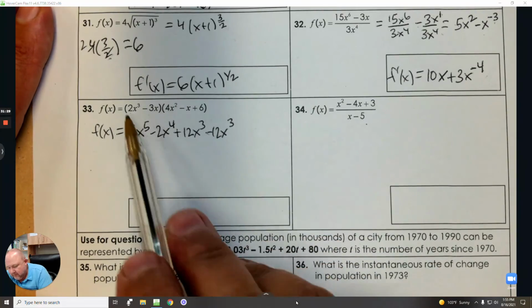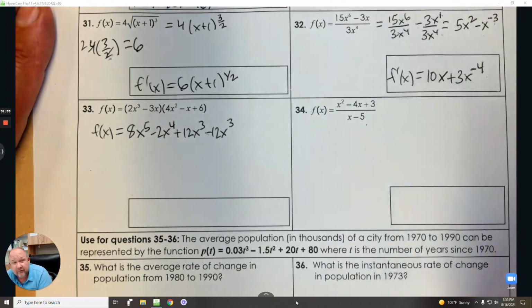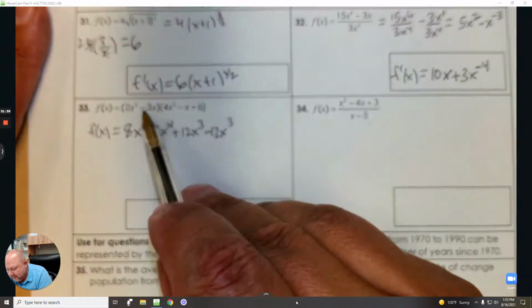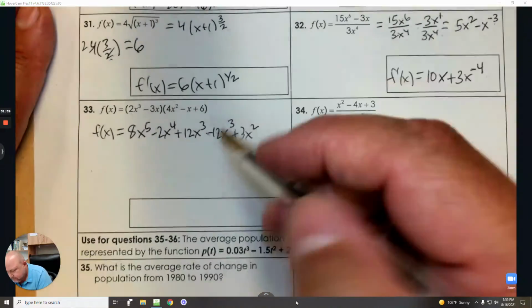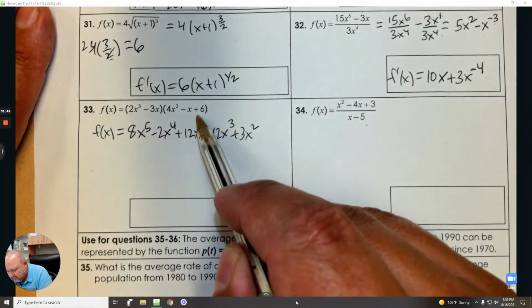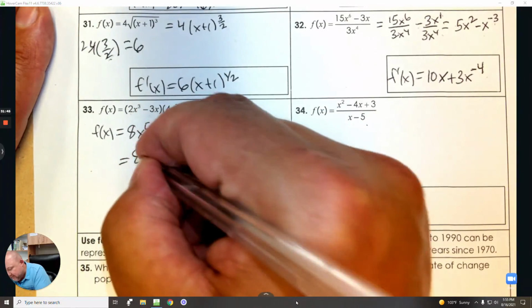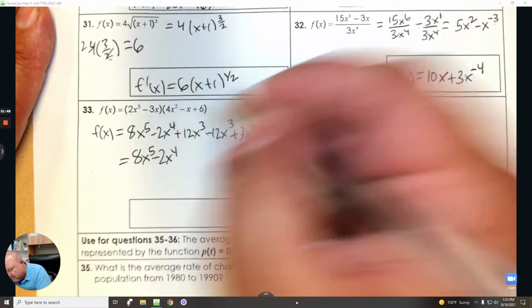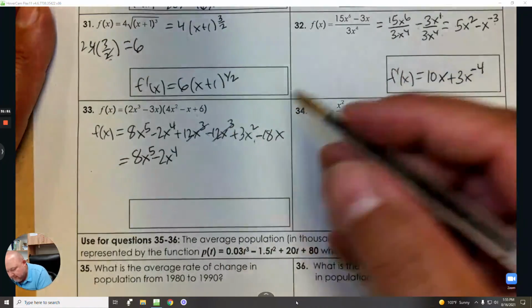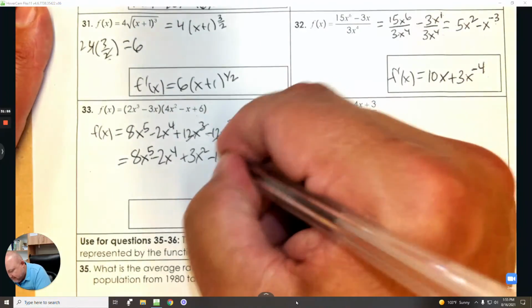Make sure I'm doing positive 12x, negative 12x. Yep, they're going to cross out. Negative times a negative is positive 3x squared. And a negative times a positive is negative 18x. Now we're going to combine like terms. We have 8x to the 5th, negative 2x to the 4th. These cross out. We have 3x squared minus 18x.